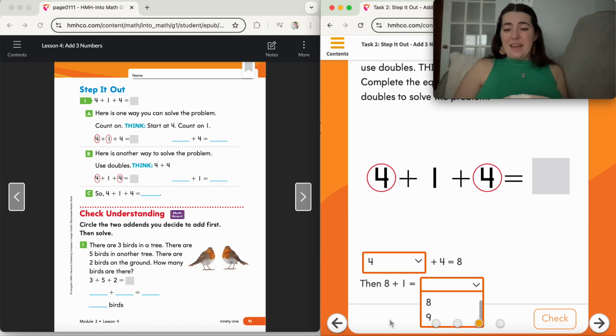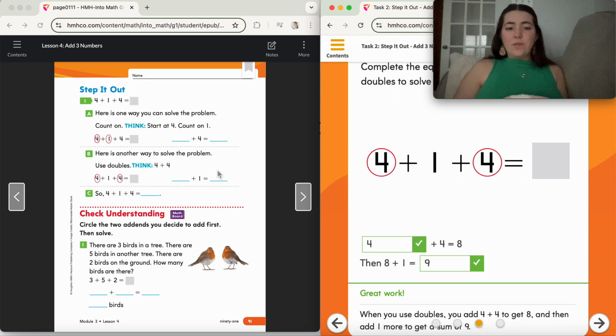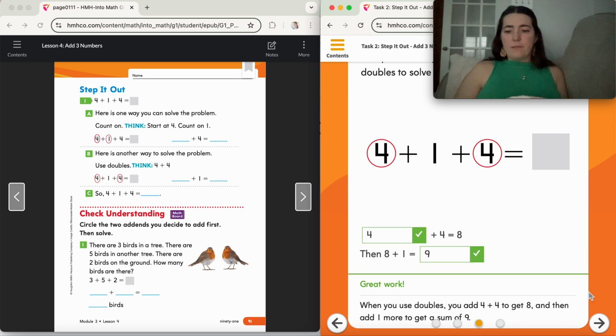It is 9. Let's see if I can scroll down any farther. There we go. 9. So you will write a 9 right here. So those should be the same. You should have a 9 here and a 9 here. So 4 plus 1 plus 4 equals 9 right there. 9, 9, and 9 you should have.